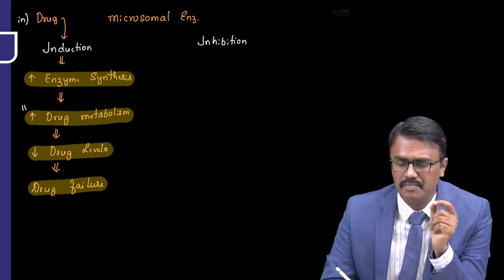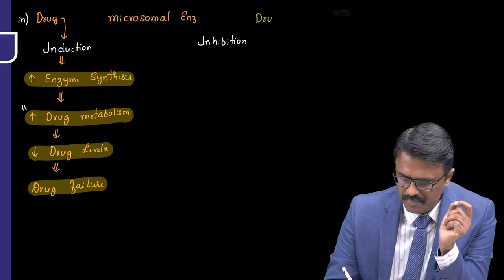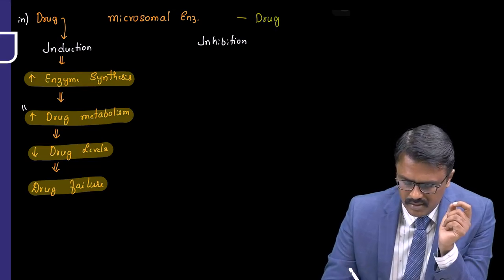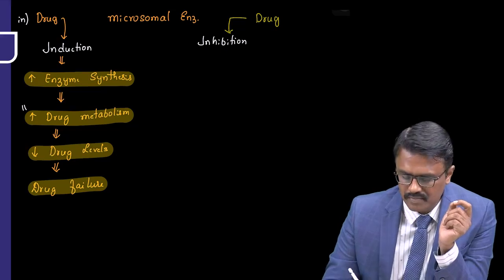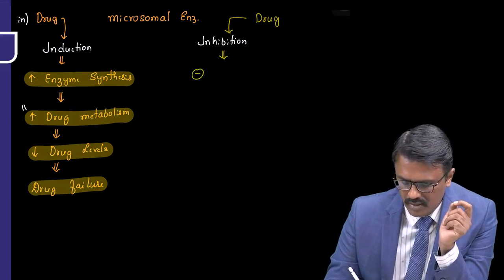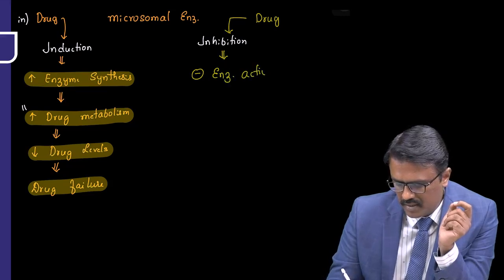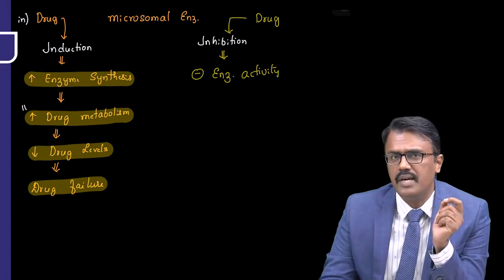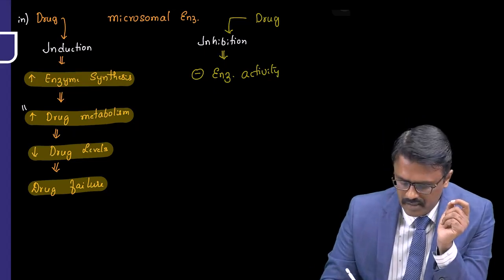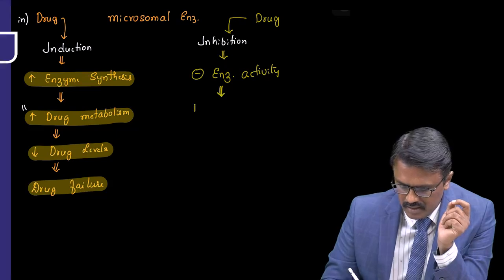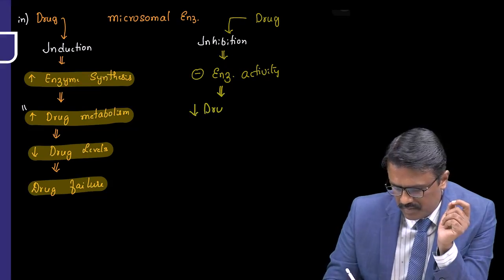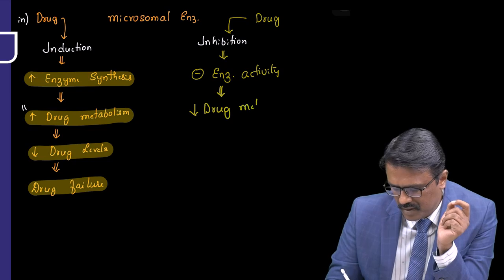Microsomal enzyme inhibition. Suppose I use a drug. The drug will inhibit the enzyme, so it will inhibit the enzyme activity. What happens if enzyme activity is inhibited? If the enzyme activity is inhibited, there is decrease in drug metabolism.